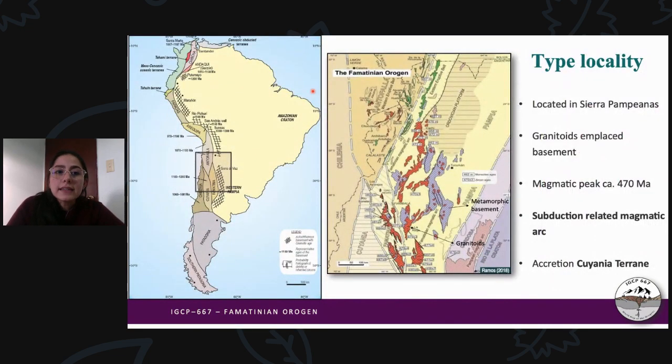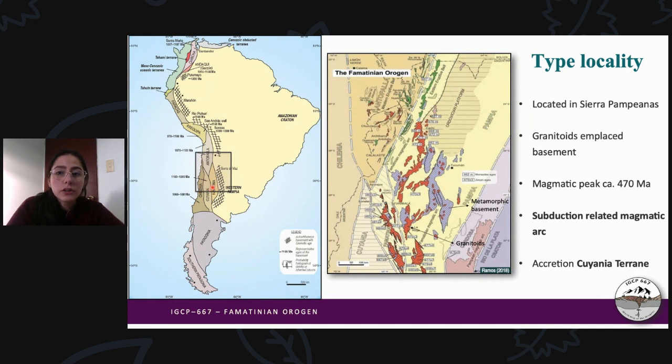In the first image to the left, we can see that the current west margin of South America encompasses several accreted terranes. Some of them were accreted during the Paleozoic. The type locality of the Famatinian orogen is located in northwestern Argentina, just right here in the Sierras Pampeanas.